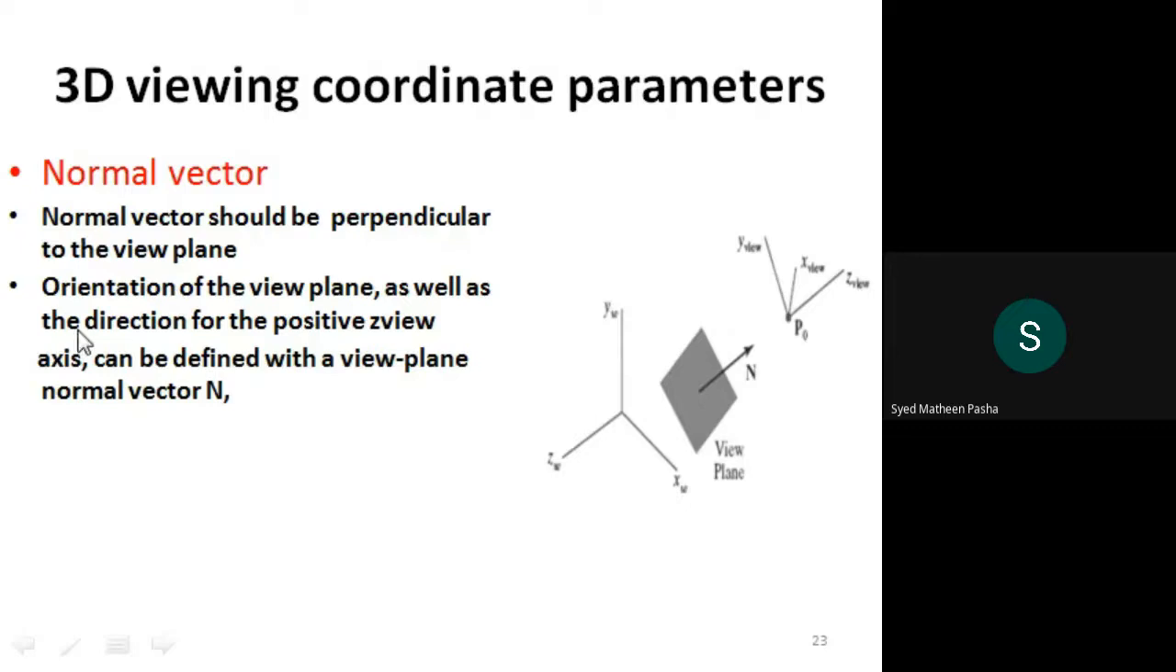Look at the points which are being represented in the PPT. The normal vector should be perpendicular to the view plane. Whatever the view plane, if this is the direction, it should be perpendicular to the view plane. The orientation of the view plane as well as the direction for the positive Z view axis can be defined with the view plane normal vector n. That is nothing but the definition of the normal vector n. So this is how normal vectors come into consideration while performing 3D viewing.